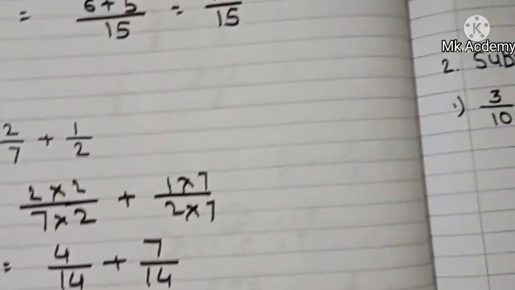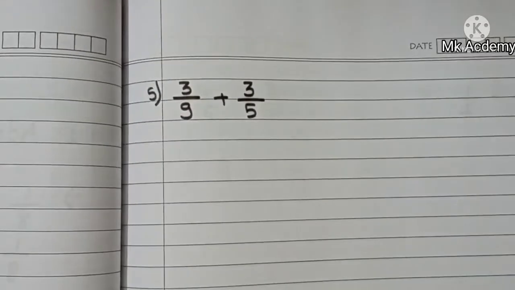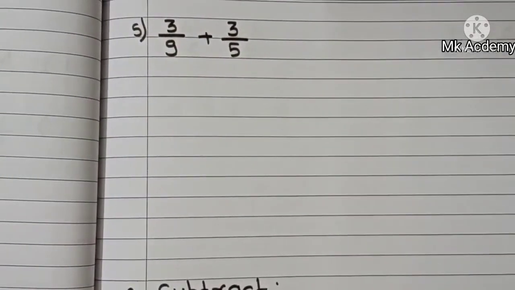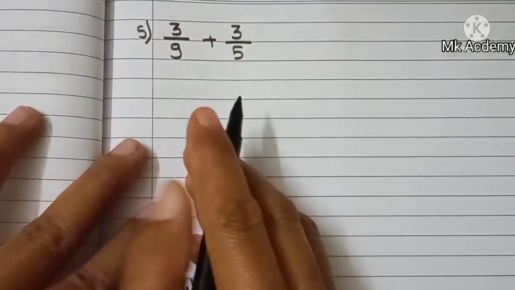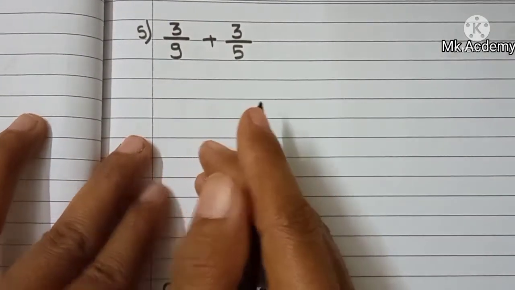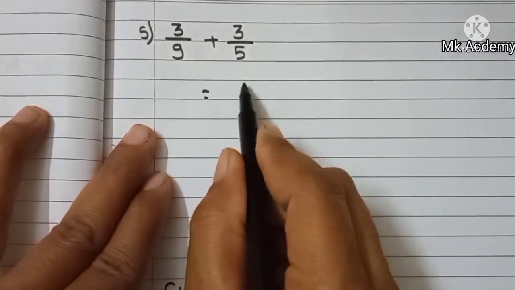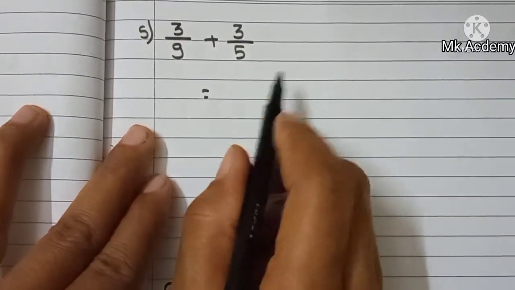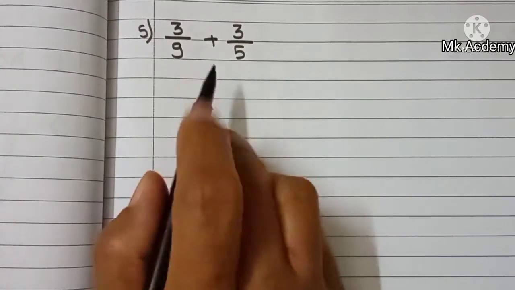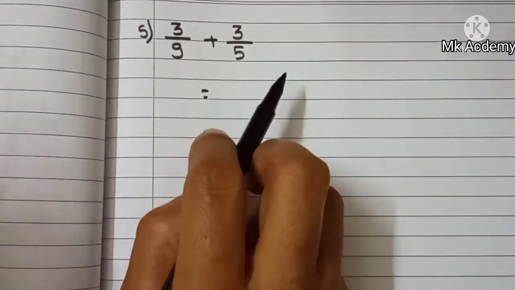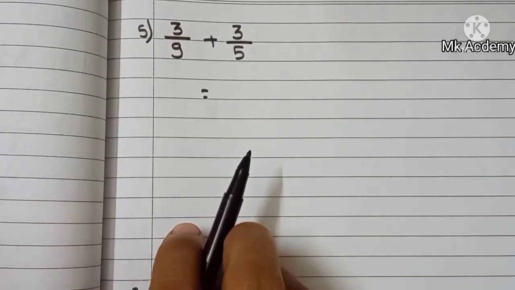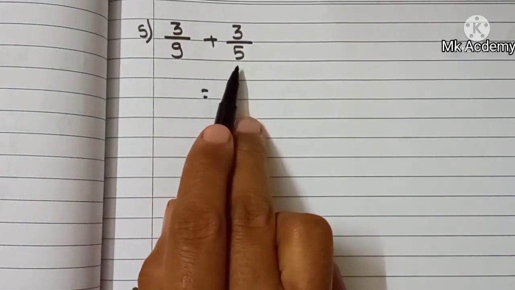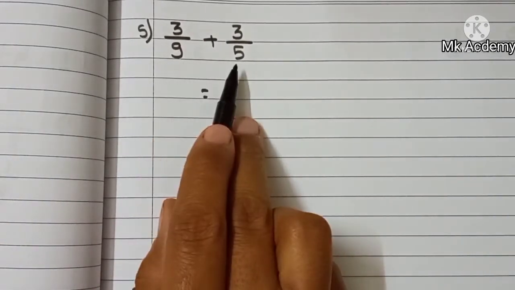Now next example, example number 5. 3 upon 9 plus 3 upon 5. We have to do the addition of these fractions. First step is to convert unlike fractions into like fractions and then do addition. Understood? Remember, their denominators are not the same, which means these are unlike fractions.